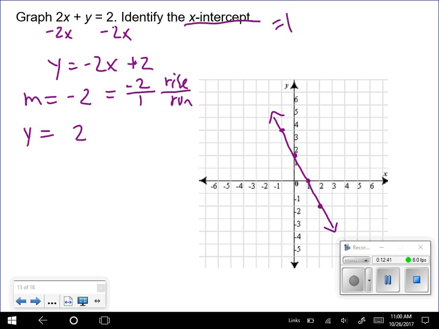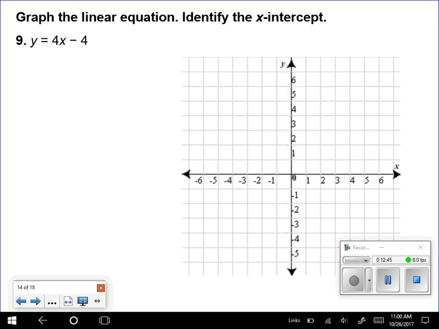Okay, I got one more example for you, and then we'll wrap up for today. So it says graph the linear equation, identify the x-intercept. So first of all, we need to figure out the slope and the y-intercept. Okay, the slope is here at 4, so 4 over 1 is your rise over run, and the y-intercept's at negative 4, based on your b, if you do plus a negative. Okay, so we're going to hit it at negative 4. 1, 2, 3, 4. Okay, that's where it hits the y-axis.